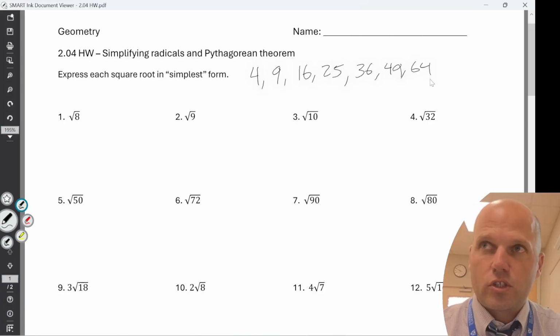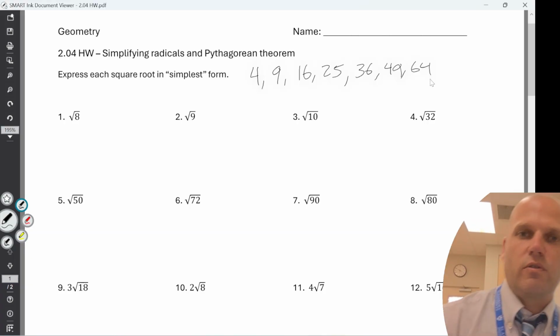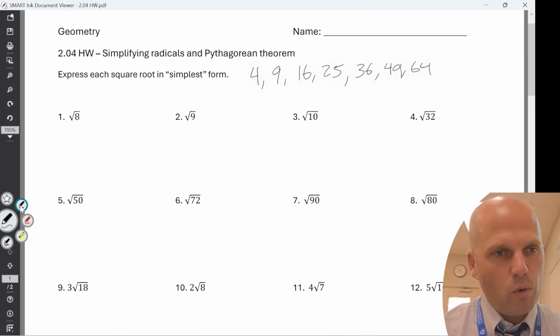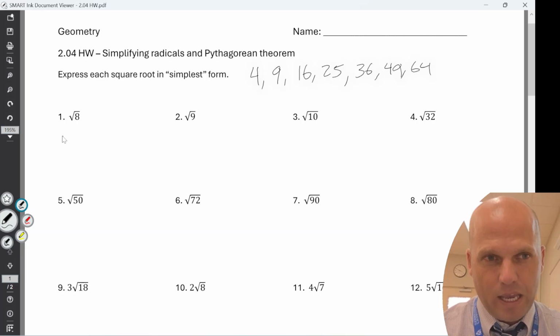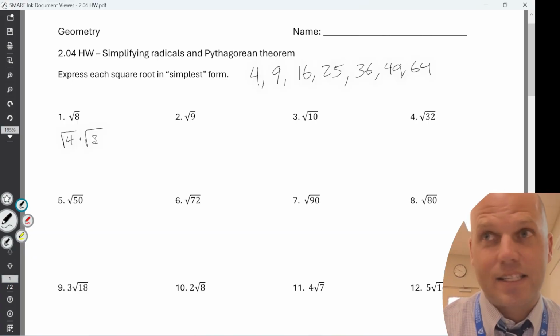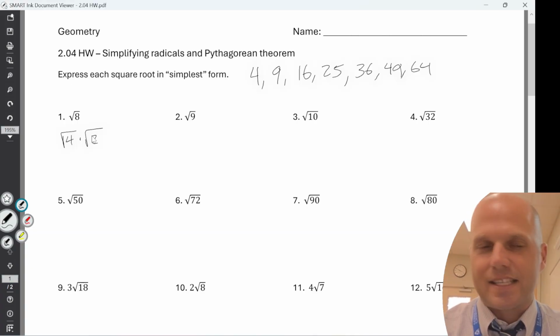The square root of 4 is 2, the square root of 9 is 3, the square root of 16 is 4, the square root of 25 is 5. And what we want to do is rewrite these square roots that are bigger into the square root of the biggest perfect square times the square root of another number that is not as nicely square rootable.